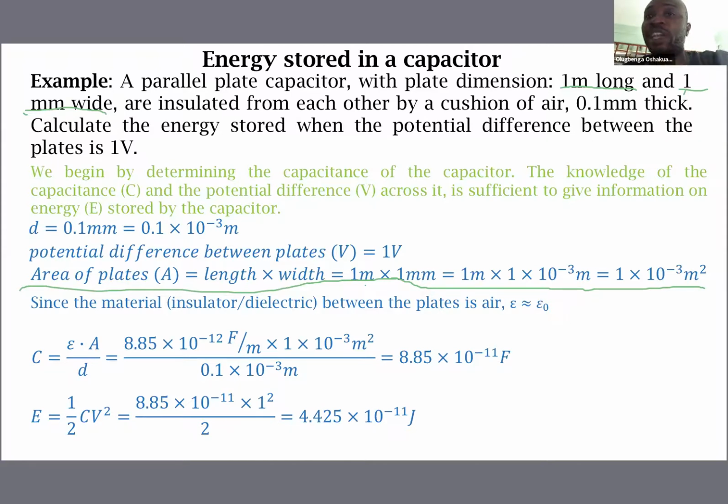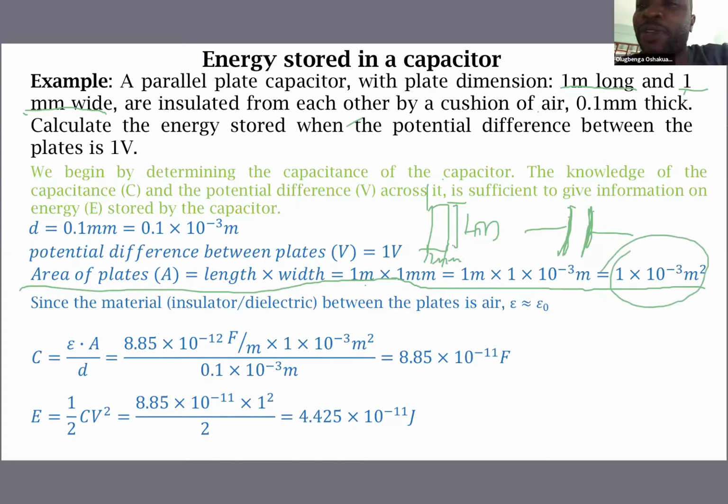So now we know the area of the plates and we know the distance of separation. The distance of separation was given by the cushion of air. We have 2 parallel plates. From the side, you can say the length of both plates is 1 meter each. When you look at it from the top, you'll have something like this, where this will be 1 meter and the other dimension will be 1 millimeter. Then that gave us the area of 1 times 10 to the power minus 3 meters squared.